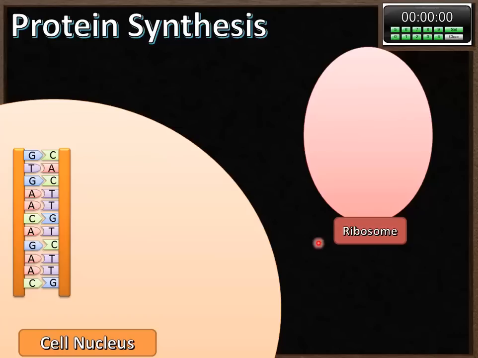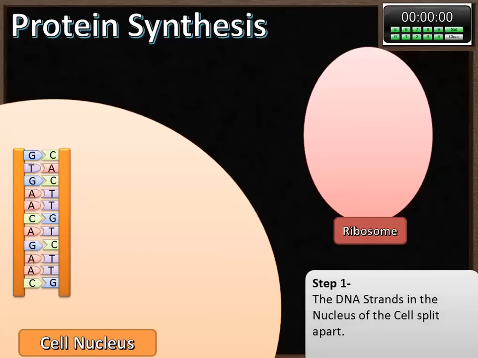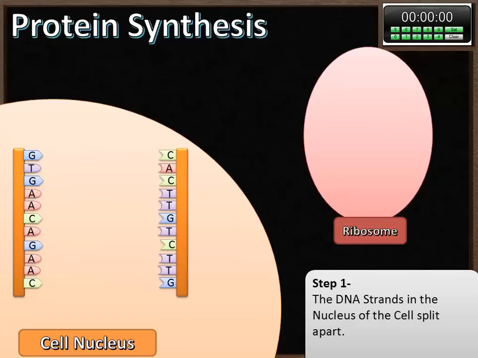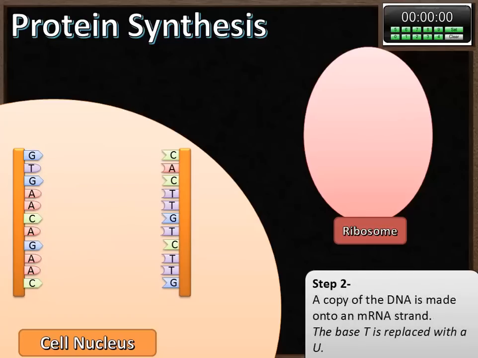Outside of the cell nucleus in the cytoplasm is the ribosome. As I said, this is the organelle, the part of the cell that is going to produce our protein. So the first stage in the production of a protein is the DNA strand in the nucleus splits apart. It unzips. And we then have a new copy of the DNA made, and that's done onto a strand of mRNA. The mRNA stands for messenger RNA.